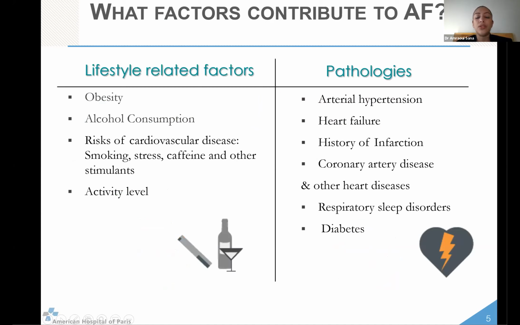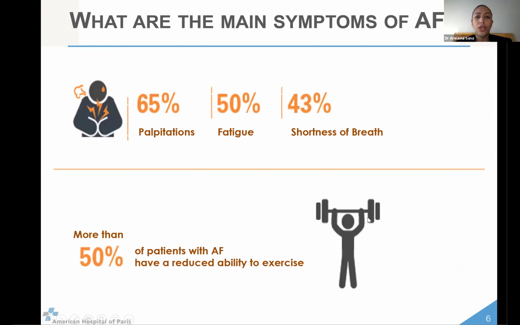So what are the factors that contribute to atrial fibrillation? We can have obesity, alcohol, cardiovascular diseases, stress also, caffeine, the level of activity, but also some pathologies which are really common. That's why we have this arrhythmia, which is really common with heart failure, high blood pressure, history of infarction, coronary artery disease, and also sleep apnea disease and diabetes.